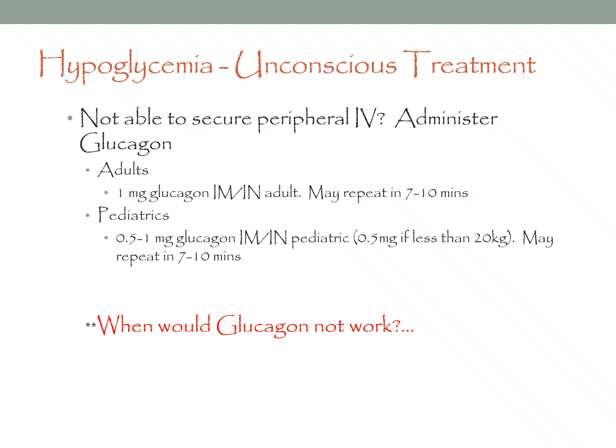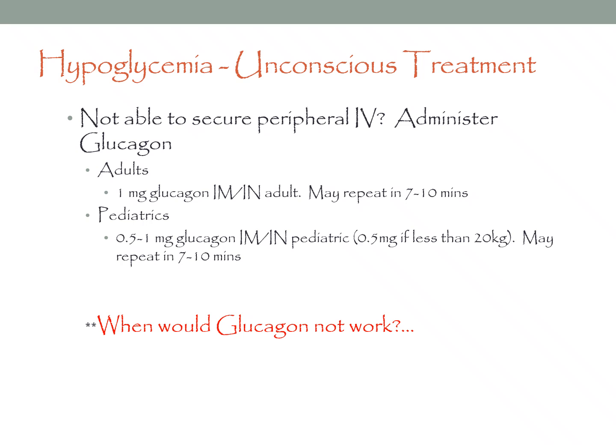Well, shoot, what if we can't obtain IV access? Well, we do have another choice, luckily. We have a medication called glucagon. If we're unable to secure a peripheral IV, we move to glucagon. Glucagon is given intramuscularly or intranasally. The adult dose of glucagon is 1 milligram. The pediatric dose of glucagon is 0.5 to 1 milligram.